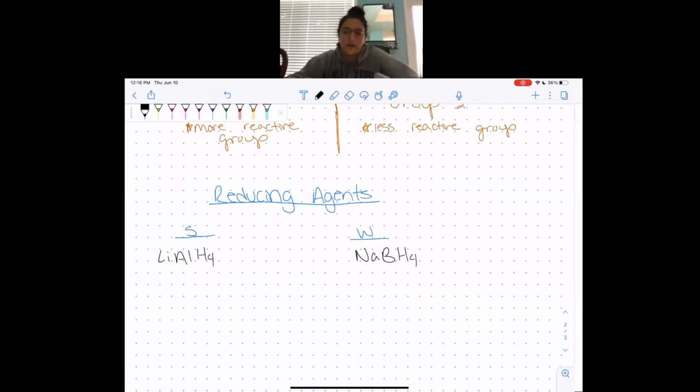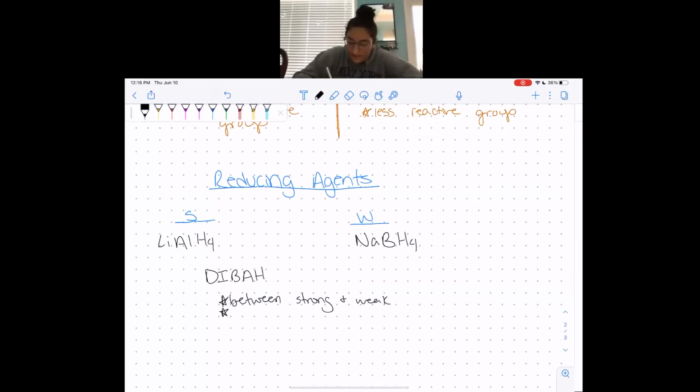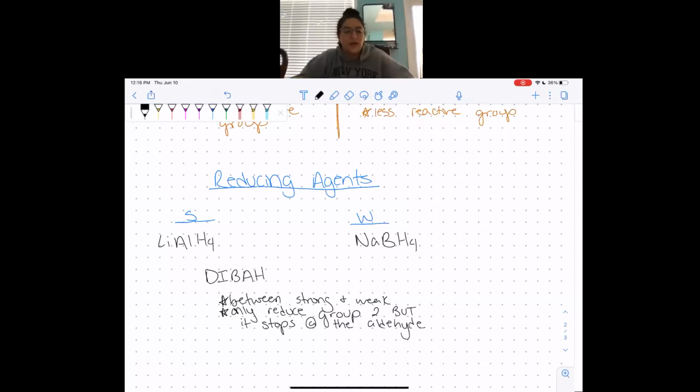Okay, so we have one other reagent that is kind of going to go in the middle. So I'm going to call it a weak strong reagent. So it's somewhere in the middle. And we call that DIBAL. And the reason it's in between strong and weak is because it's going to only reduce group 2, but it stops at the aldehyde. That might not make sense to you right this second, but in the next 3 minutes or so, it should make more sense. So write it down for now, and then we're going to do the mechanisms, and you tell me if you're still confused. Cool? Any questions up until now?